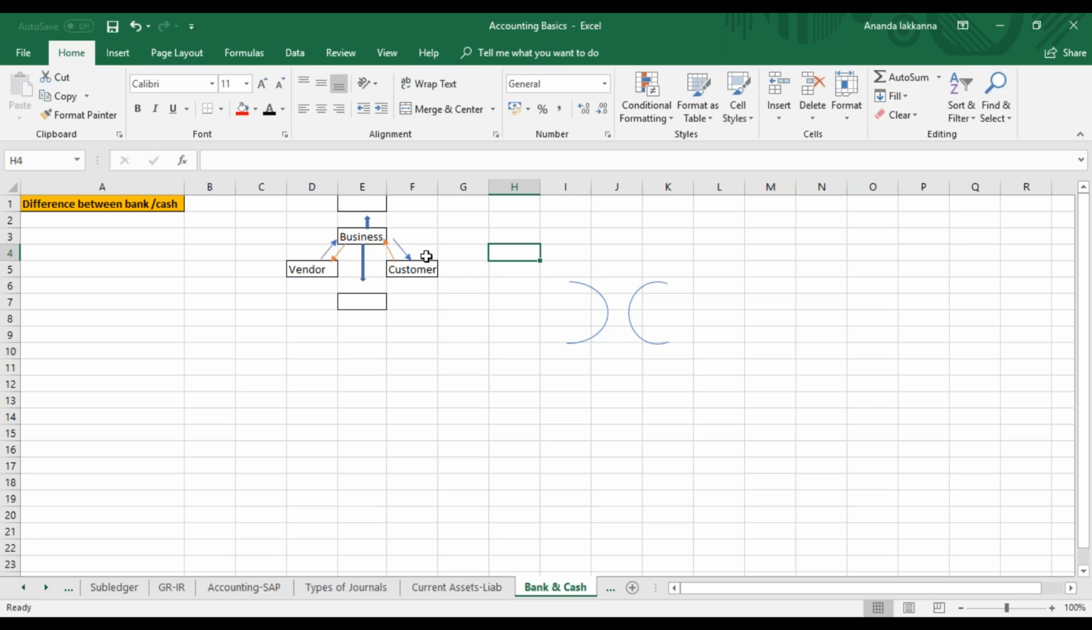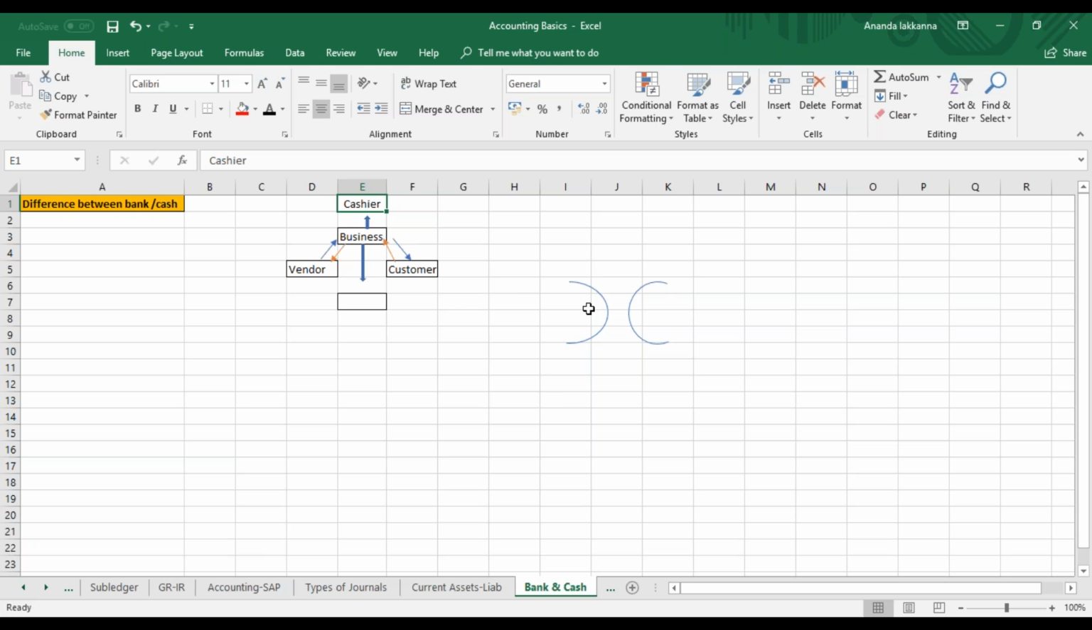But if I do this cash receiving and cash going out, what will happen? A cashier will sit in our office and maintain from which customer I collected cash, to which vendor I paid cash, and what is left with the business. That is a cashier inside the business. Very simple. But what's the need of a bank then?